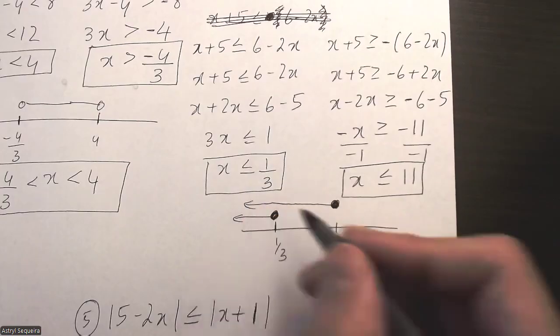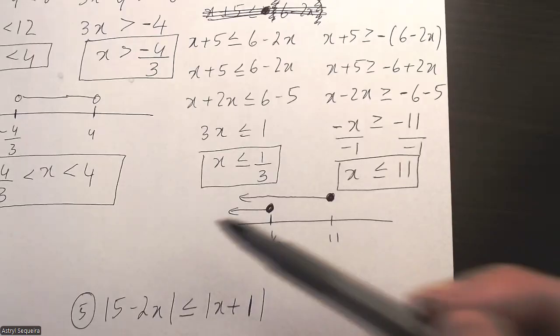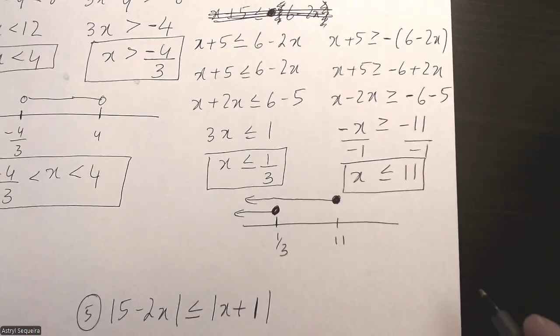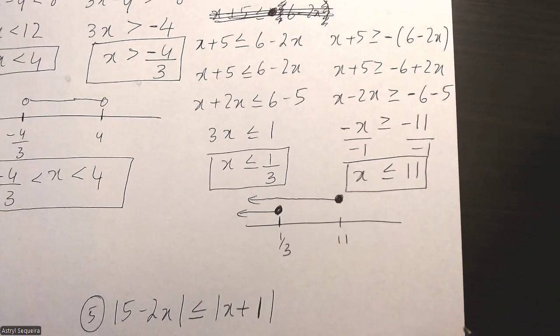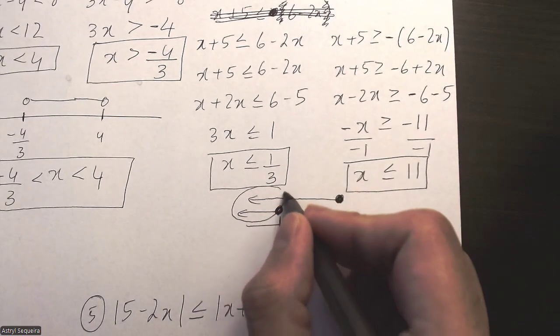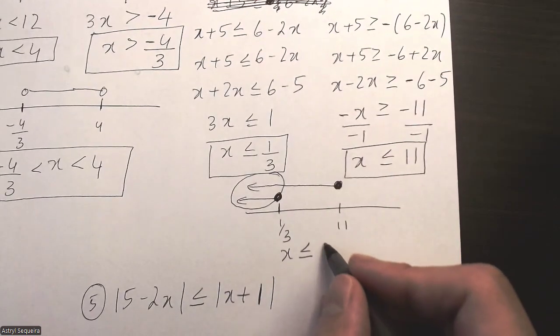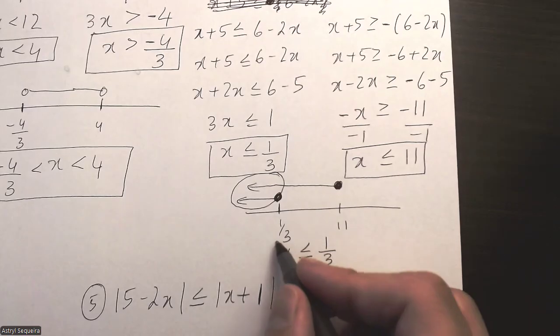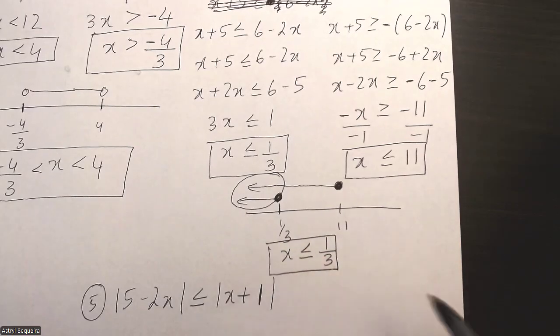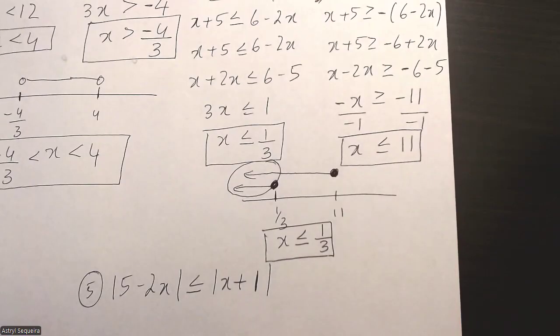So when you have two solutions on a number line going in the same direction, your solution is where they both overlap. So in this question, they both overlap over here, which means my final solution to this question is x has to be less than or equal to 1 over 3. That would be the only solution. You don't include that one over there for this question.